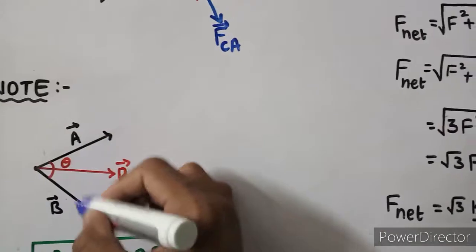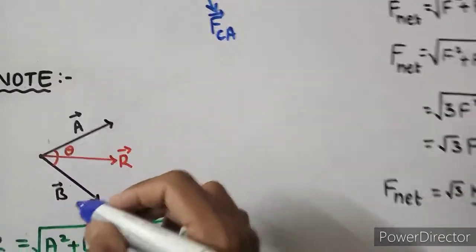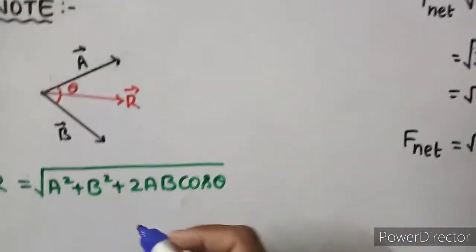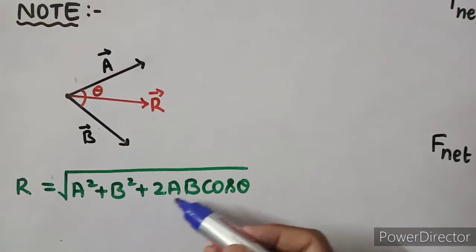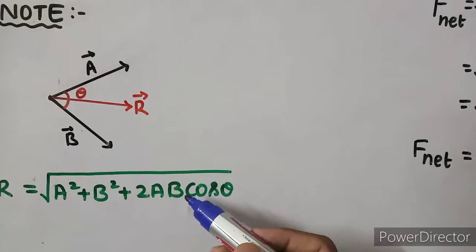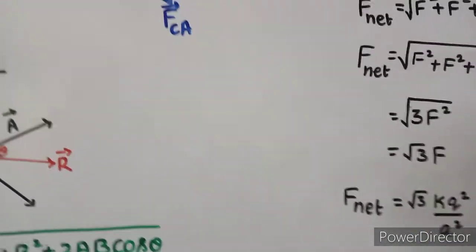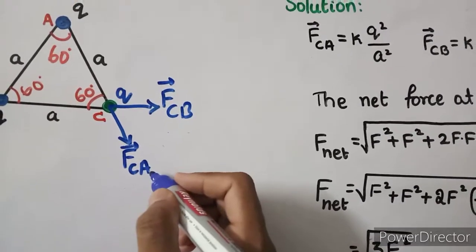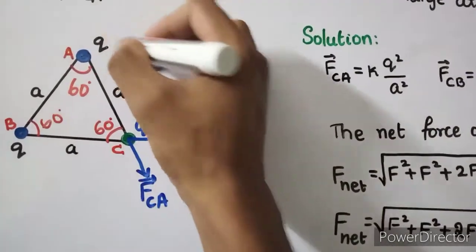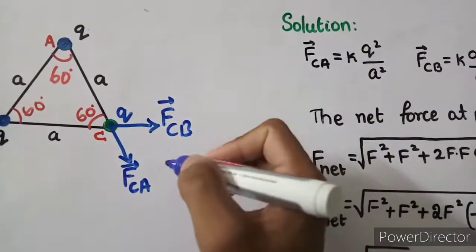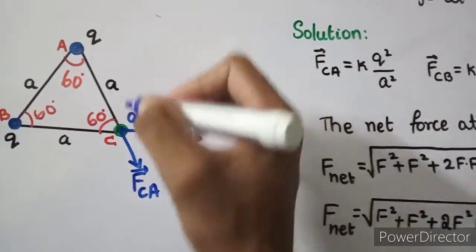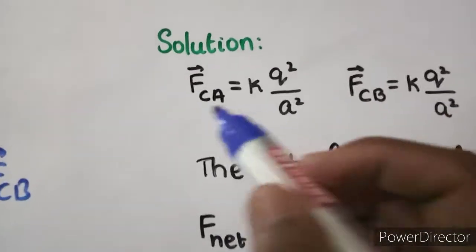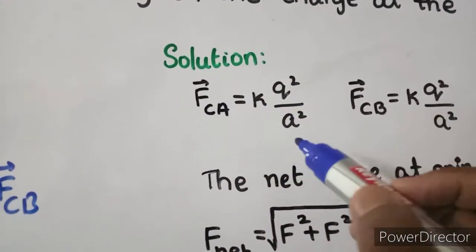So if we have two vectors which are making angle theta at the tails, then the resultant vector is given by square root of a square plus b square plus 2ab cos theta. And the same formula I will use here. Now, what is the formula for FCA? That is K Q1 Q2 by R square, right? So here Q into Q divided by A square, because the distance between these two charges is A. So FCA is given by K Q square by A square.